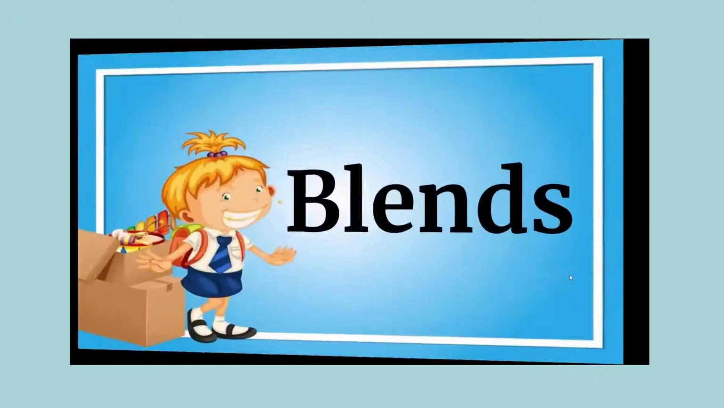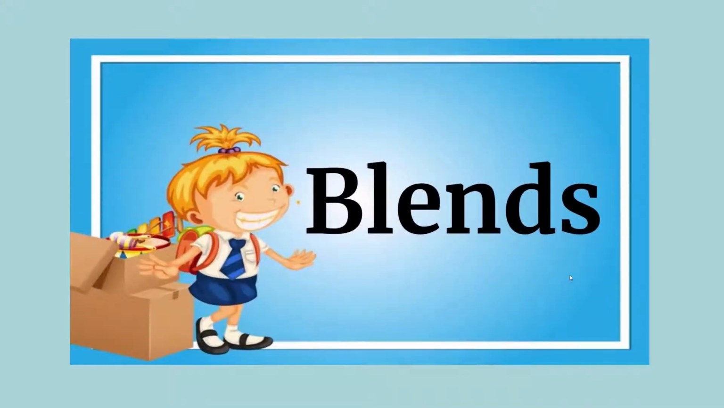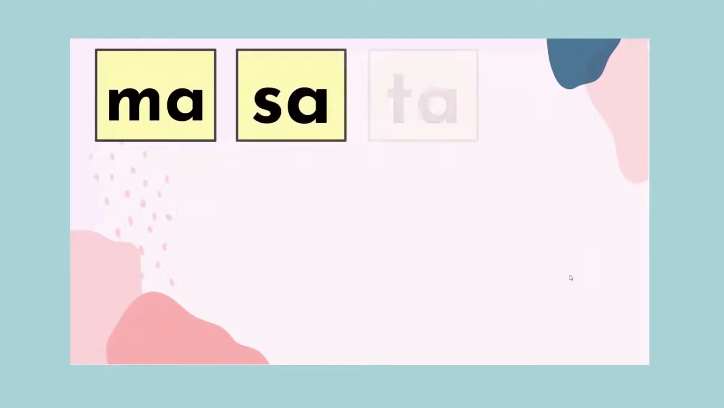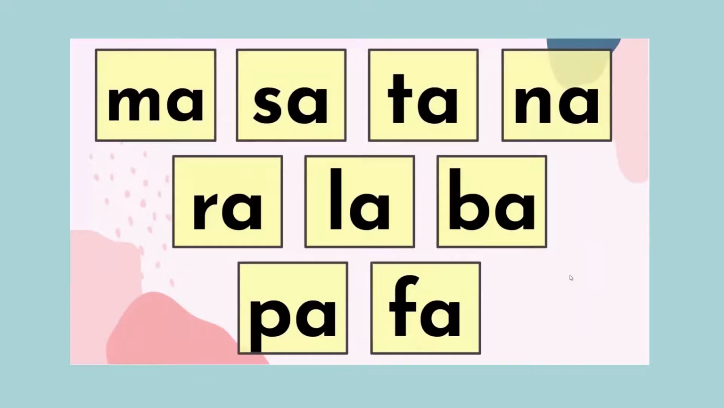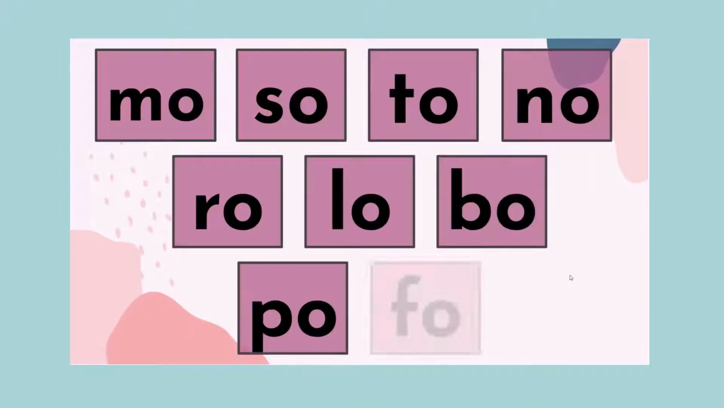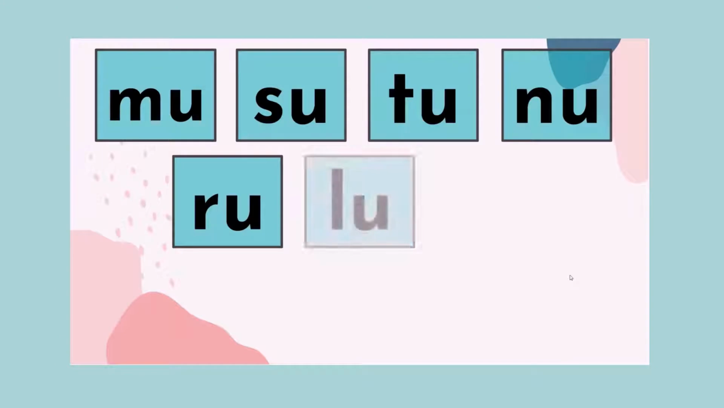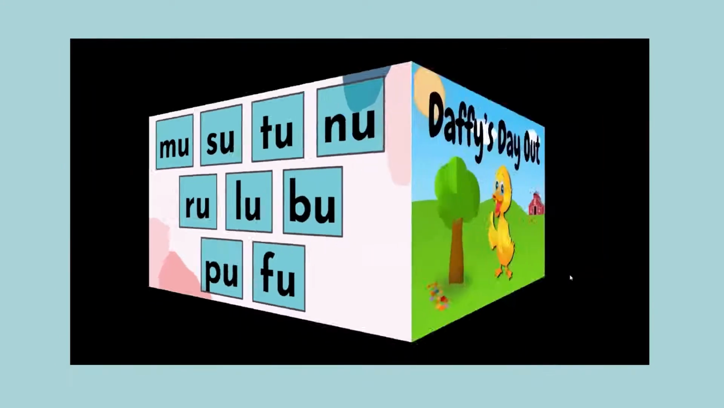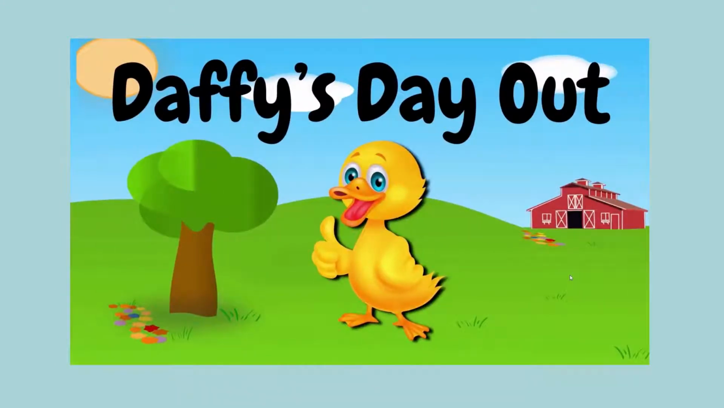After that, we have our blends because we aim to teach them how to read CVC words, consonant, vowel, consonant words after they are done with kindergarten. So we have ma, sa, ta, so that's it until the blends, the letter U blends. Okay, until here. And then afterwards, we proceed to the discussion proper.